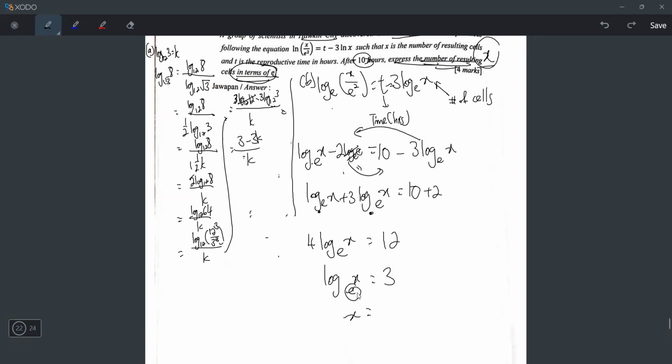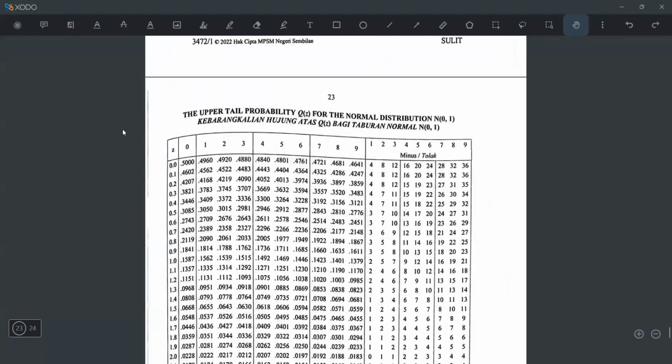And then x equals e to the power 3, the log's base becomes the number's base. So that's the answer. Don't round this because they already say in terms of e. So finally, we are done. Okay, bye bye.